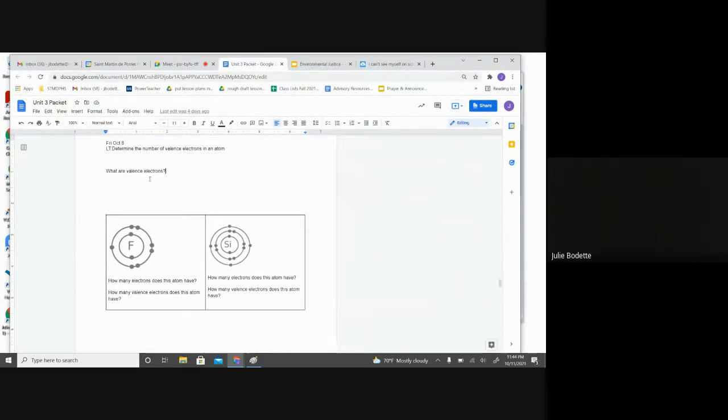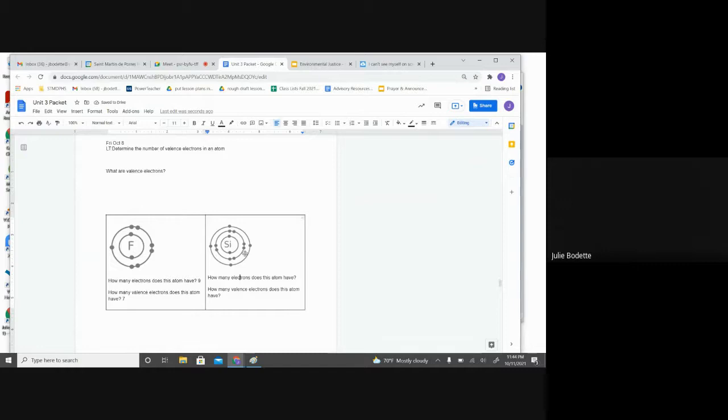Like I said with the question of the day, valence electrons are the electrons in the outer shell. If we look at this here, for example, this is fluorine. How many electrons does this atom have? Well, you can just count the dots: 1, 2, 3, 4, 5, 6, 7, 8, 9. So this would have 9 electrons. How many valence electrons? Well, that's going to be a different story because that is only the electrons in the outer shell, so only the outer circle. 1, 2, 3, 4, 5, 6, 7. So that is 7.